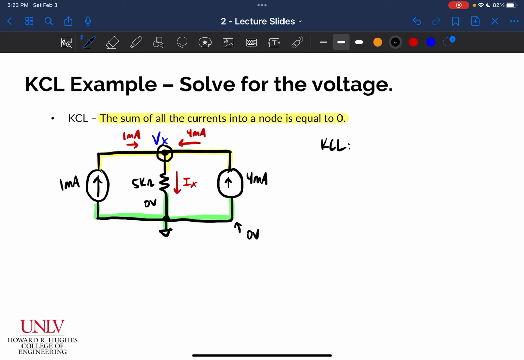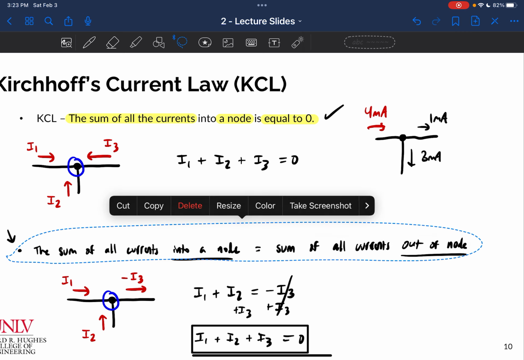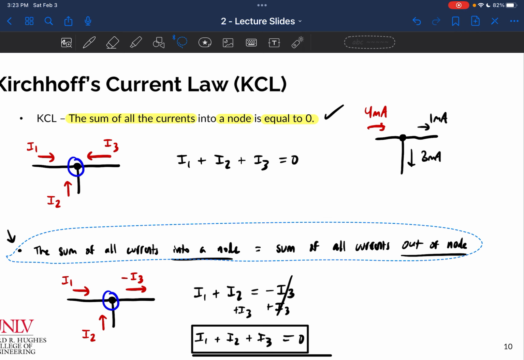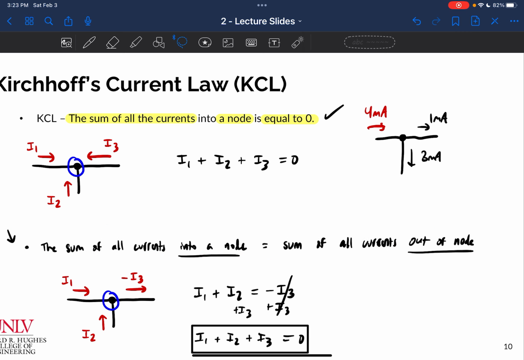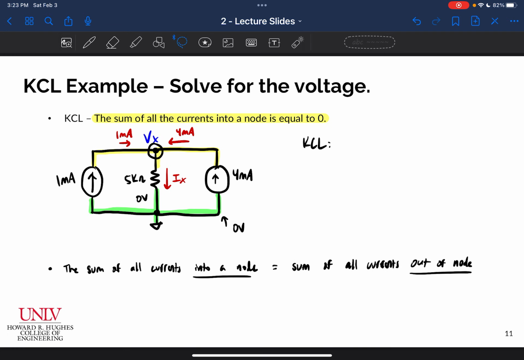But the second way that I wrote it, let me go ahead and grab that. I wrote this: the sum of all currents into a node is equal to the sum of all the currents out of a node. So let's go ahead and put that in here as well. And so if that's the case, I can sum the currents that I have entering the node, which is 1 milliamp plus 4 milliamps, and set them equal to the currents leaving the node. Well, the only current leaving the node is Ix. So quite simply, I can determine that Ix is equal to 5 milliamps.